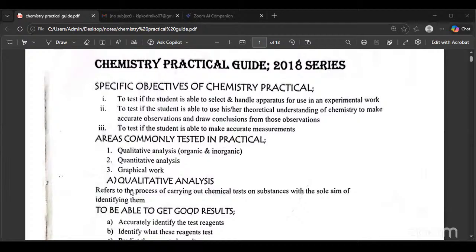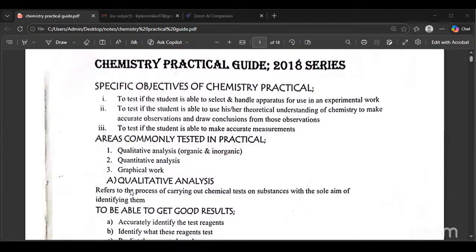Now, I have also shared a practical that has the same, so that you can learn how it can be done. So those are the common areas that are tested. Now, this one is a series that I did in 2018, but nothing has actually changed.